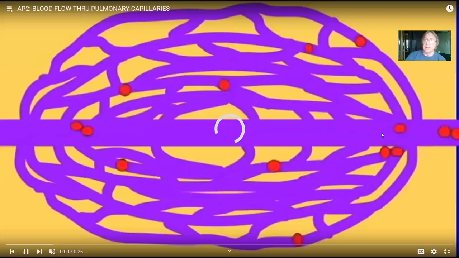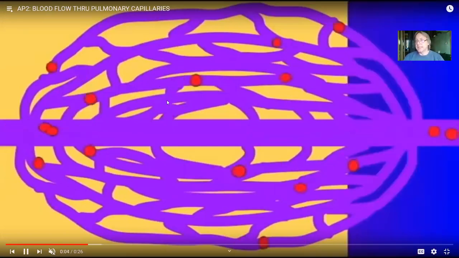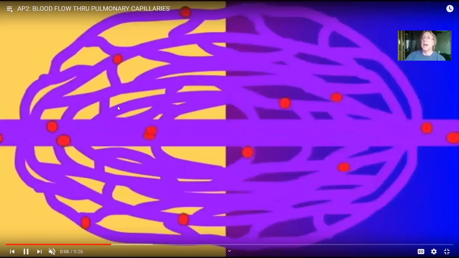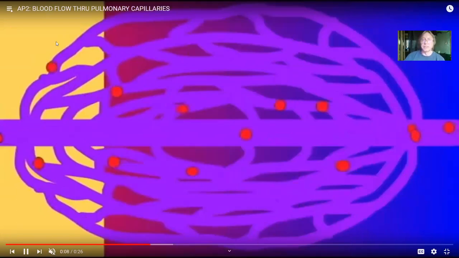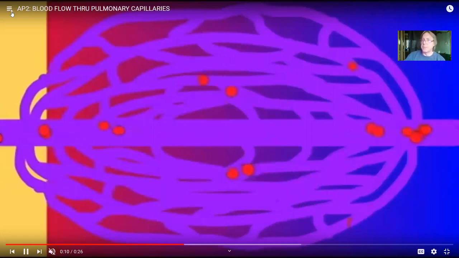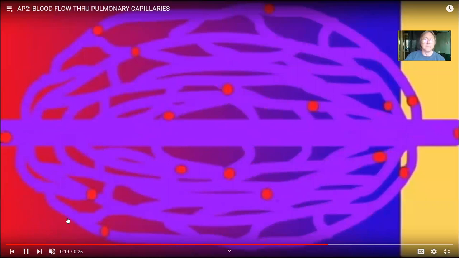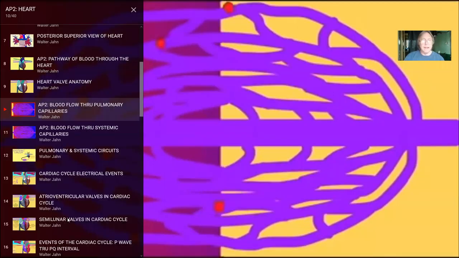There are capillaries in the lungs. The capillaries in the lungs receive blue deoxygenated blood. But in the lungs, gas exchange occurs. Oxygen enters the blood. Carbon dioxide enters the air sac so it can be exhaled. And so as it passes through the capillaries of the lungs, this blood becomes red and oxygenated, and then returns to the left atrium.